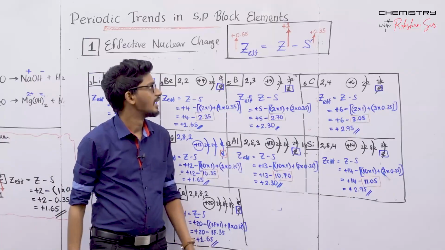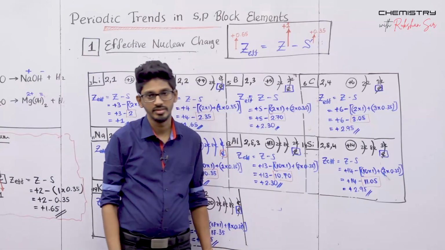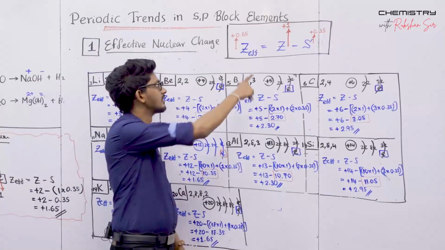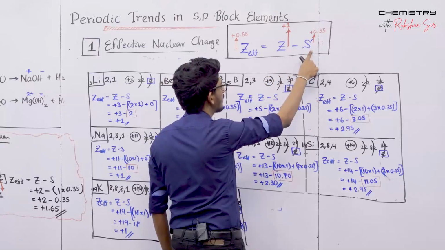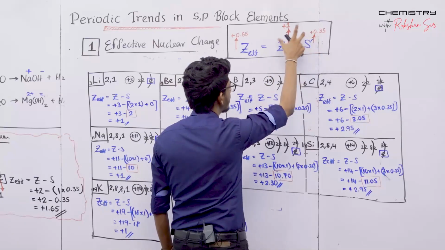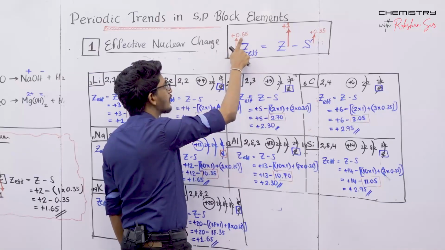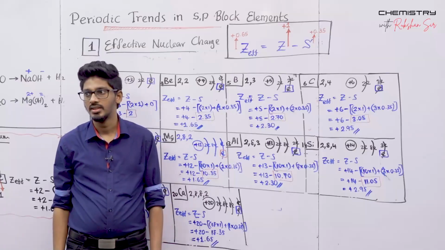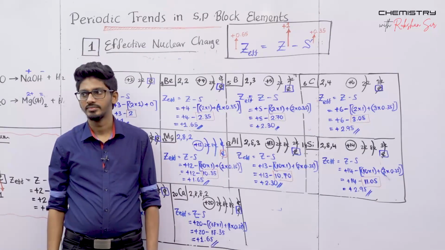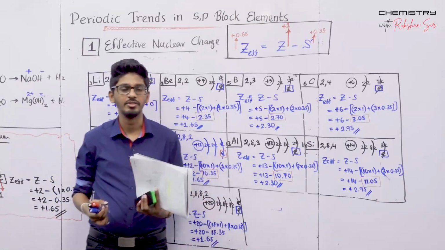Right? As the increment of Z is greater than the increment of S. Just write this one as well. Z increases by 1 unit, S increases by 0.35 units. So the net effect is an increment of 0.65 units. Right? That is the idea. So that is all you should know about the affinity charge.